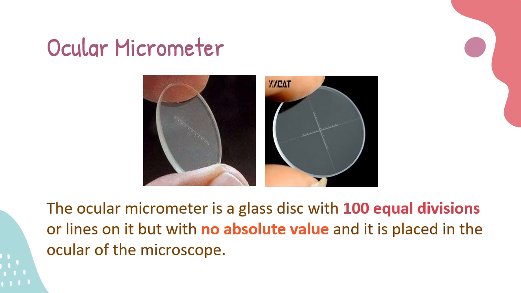The ocular micrometer is a glass disc with 100 equal divisions or lines drawn into it. But these lines have no absolute value yet, and it is placed in the ocular of the microscope. This is what we actually use to measure the organism under the microscope. But before we do that, we need to give this scale, these 100 equal divisions, their real value, okay?